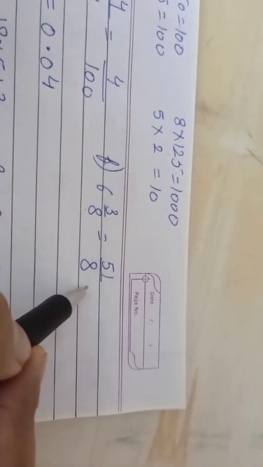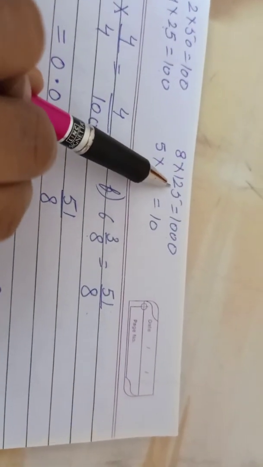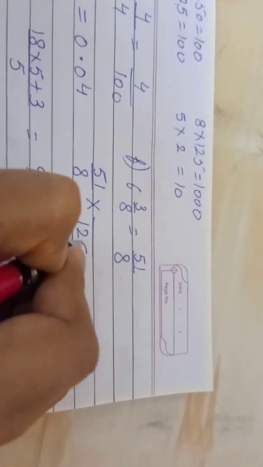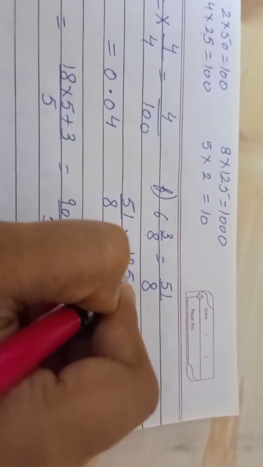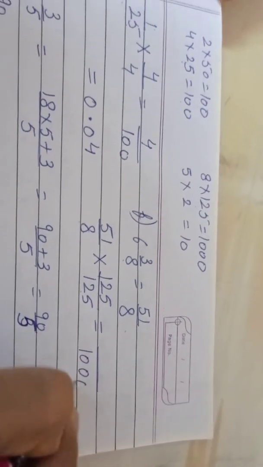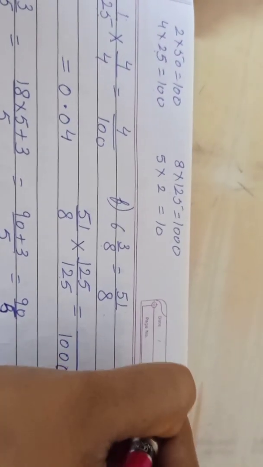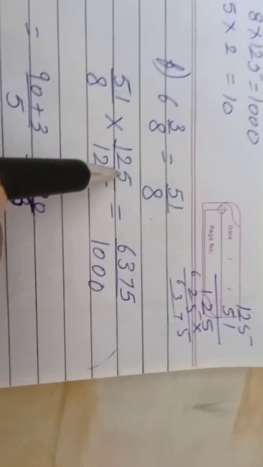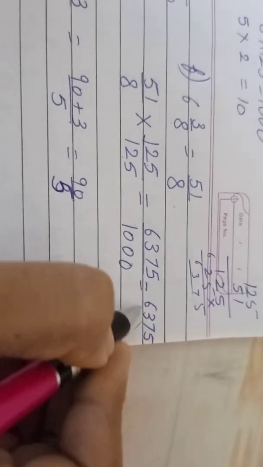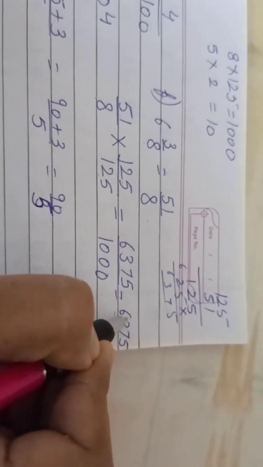Next is 6 3 by 8, a mixed fraction. I wrote it as an improper fraction. Now 51 over 8. So you know 8 when multiplied with 125 will become 1000. So I'll multiply 8 with 125, and 51 will also be multiplied with 125. 8 into 125 is 1000. Let's multiply 51 with 125. What will be the answer? I'm going to multiply here. So when we multiply 51 with 125, you will get this answer. So after this, see, write the numerator as it is. How many zeros are there? 1, 2, 3. Leave 3 digits and put the decimal.